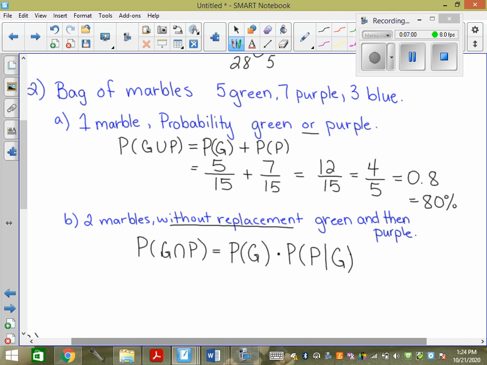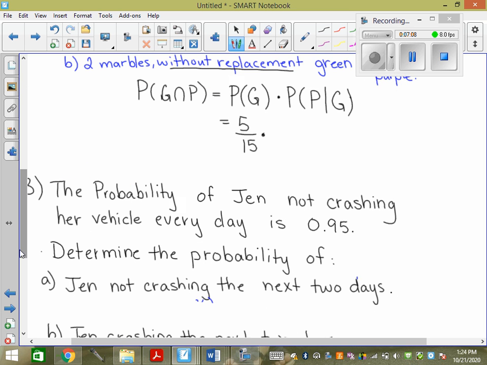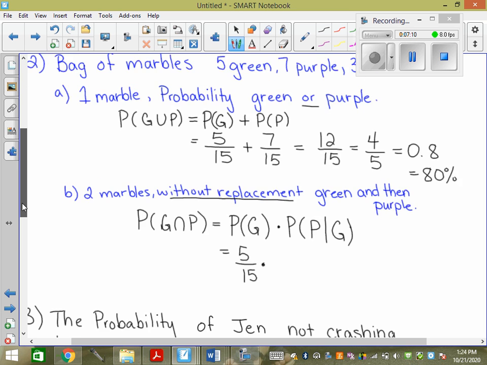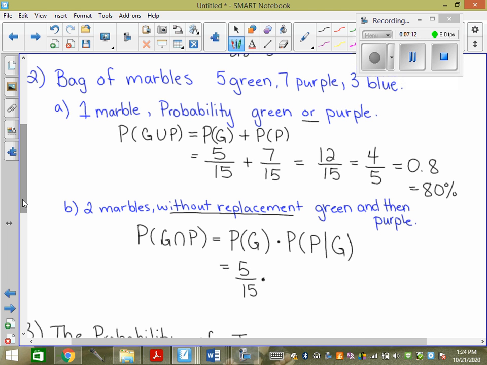So probability of green is 5 out of 15. That doesn't change. Probability of purple given that I'm holding a green? What's that? 7 out of 14, because the total gets changed, right? Which is 35 out of, what's 15 times 14? 210? And then what does that reduce to? 1/6.